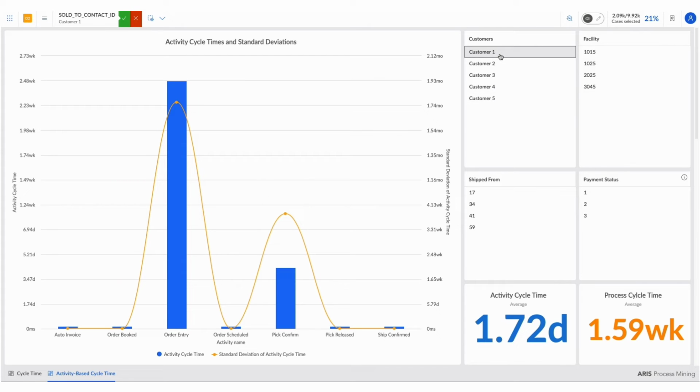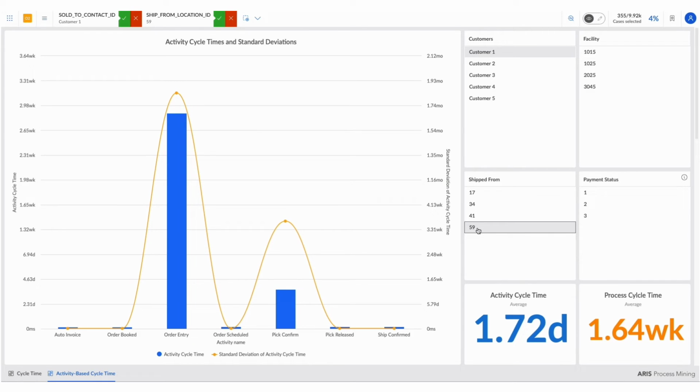We can see that order entry activity for customer 1's orders takes longer than the other customers. For example, let's see how order entry cycle time changes if the order came from customer 1 and shipped from 59. We can see now this activity was completed faster, but the cycle time and standard deviation of the cycle time are still quite high. We can confidently conclude that there's an opportunity for improvement here.